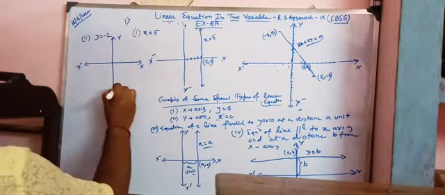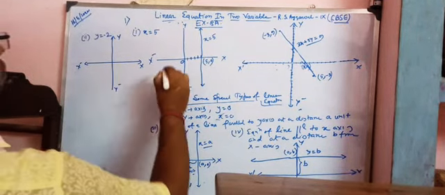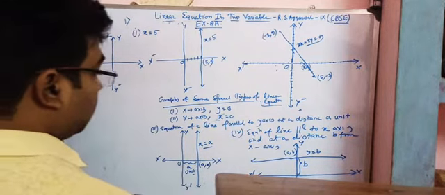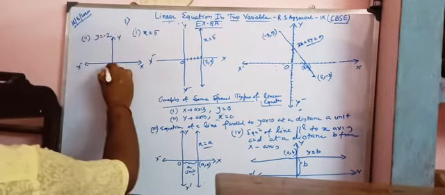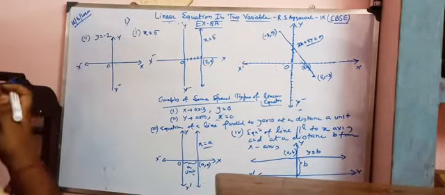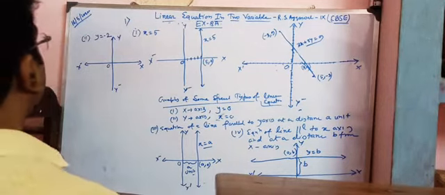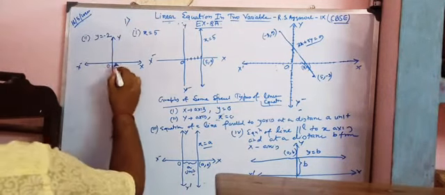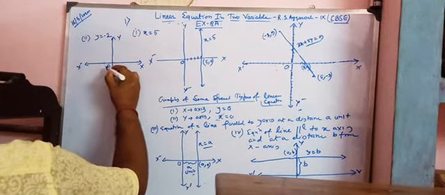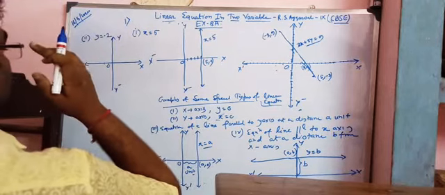X dash, y dash. Okay, this is my origin. In every graph we have to represent the origin. Don't forget it. You have to represent the origin, and the coordinate of the origin is 0, 0, you know that. Next, y equal to minus 2. That means y is equal to minus 2 means we have to move 2 steps. 1, 2. Y is equal to minus 2.